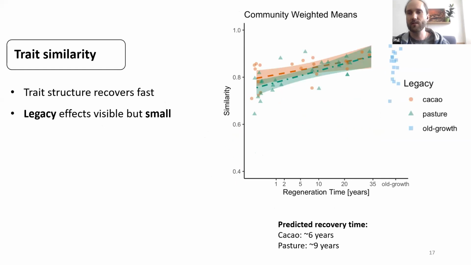Let's look at the traits. So this is an overall similarity index to the trait composition that we have in the primary forest of every plot. And we can see that the traits do show a recovery, though it's a quite fast recovery. So roughly 6 years for the cacao and roughly 9 years for the pasture. So there are definitely effects of the prior land use on the functional assembly. But these effects are rather small overall.